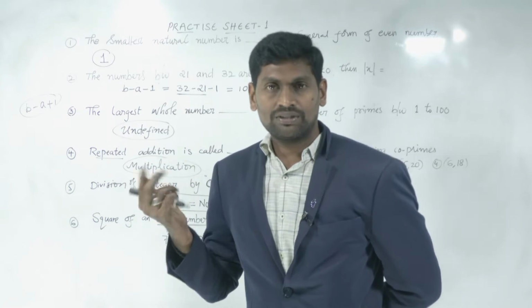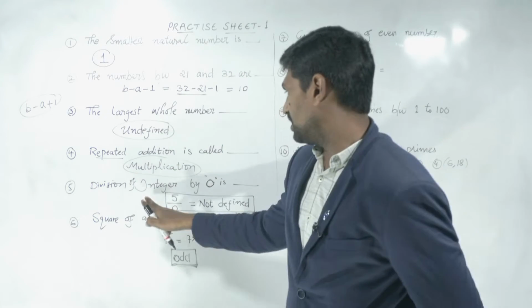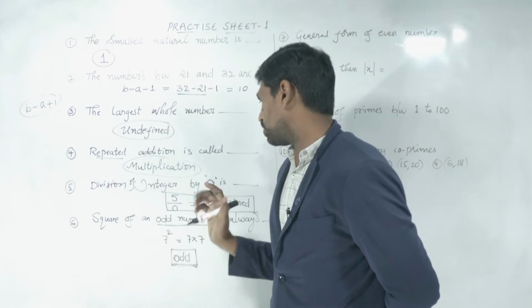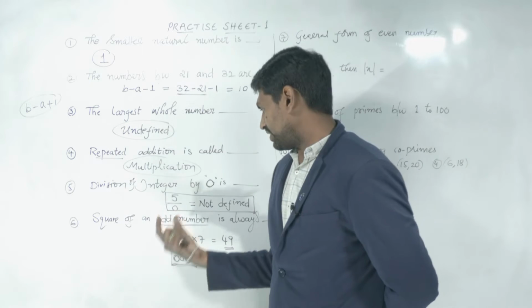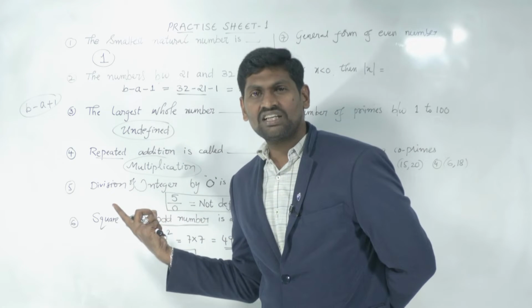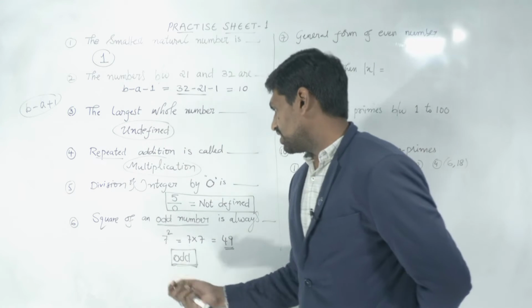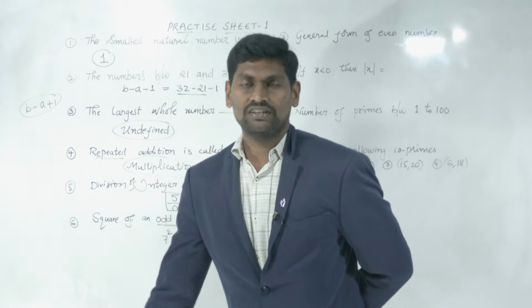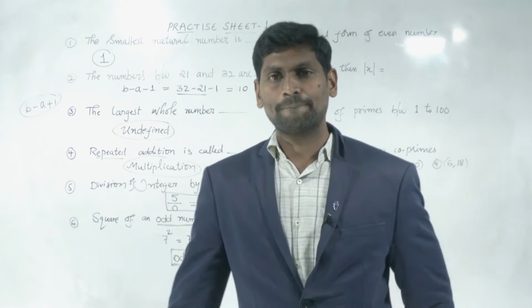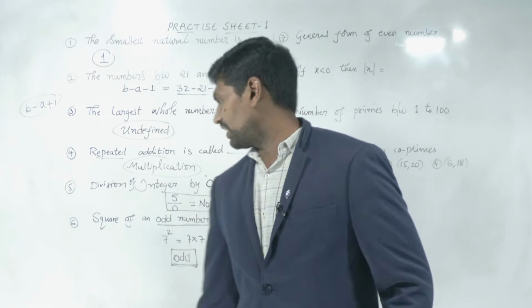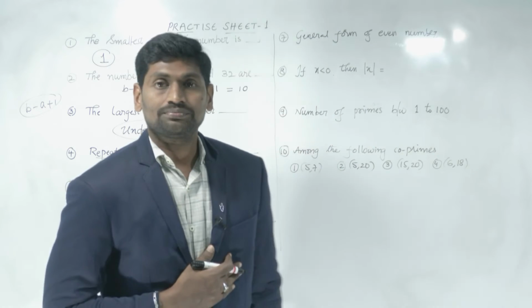Repeated addition is nothing but multiplication. Division of any integer by 0 is not defined. The square of an odd number is an odd number, through the example we can see. Okay? Right. Now coming to the 7th question.